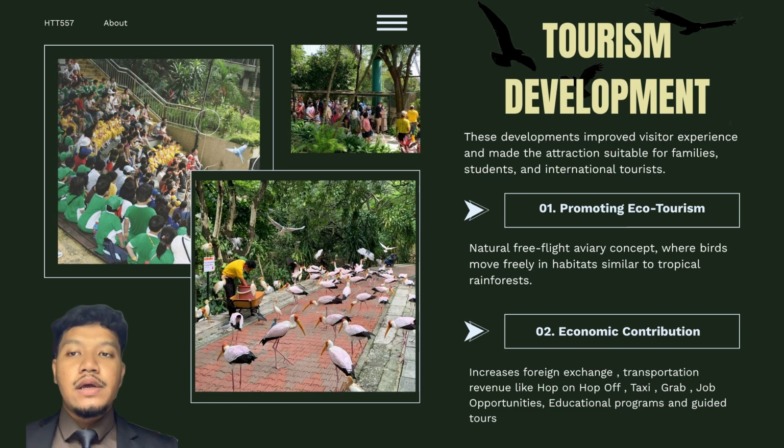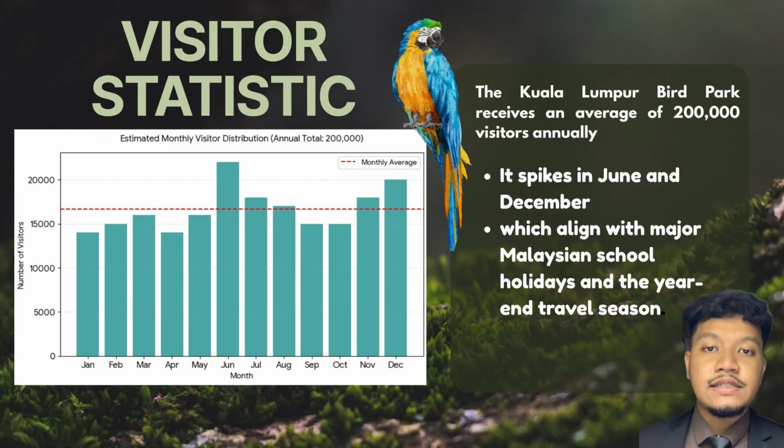The park supports the economy by attracting local and international tourists, increasing tourism revenue and supporting transport services like buses, taxis, and Grab. It also creates jobs and supports activities such as guided tours and educational programs. For the next slide, which is visitor statistics.